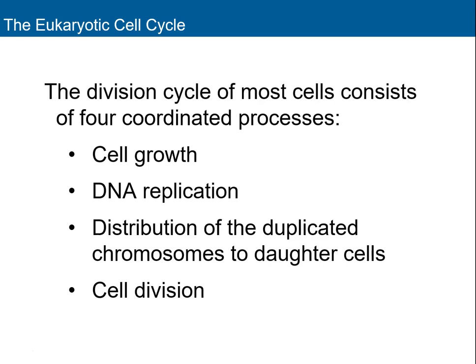So it says the division cycle, or the cell cycle, in most cells basically consists of four coordinated processes, right? So cell growth, then there's DNA replication, right? Because before a cell divides, it has to replicate its DNA. Then distribution of the duplicated chromosomes to daughter cells, that's mitosis, and then the cells actually divide. Okay, so that should all be familiar to you.